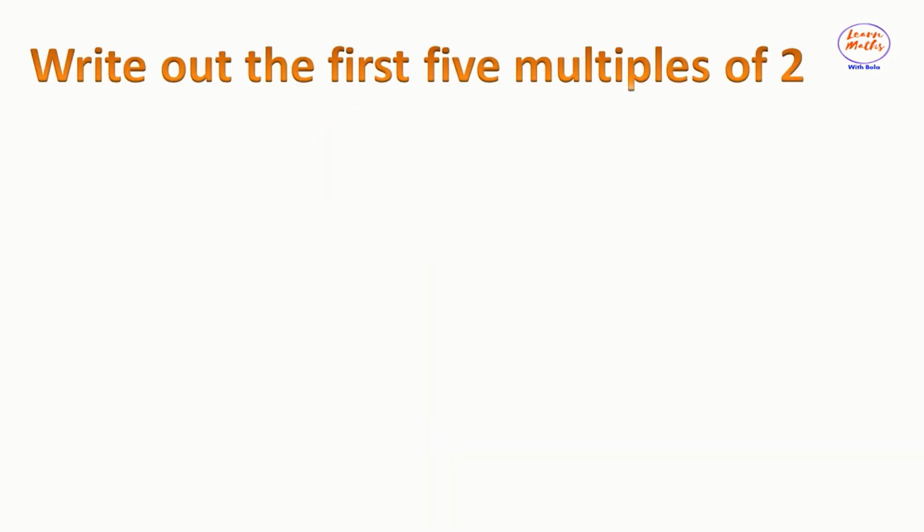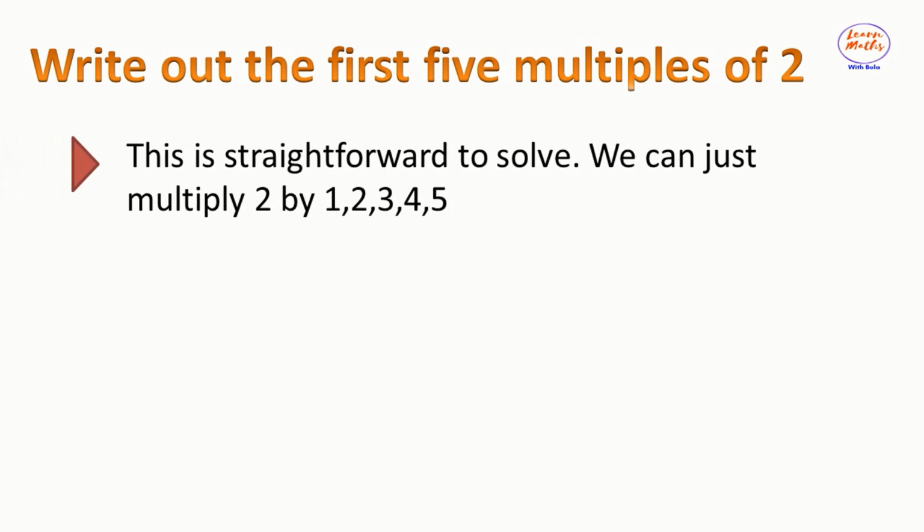Now write out the first 5 multiples of 2. I don't want to use the repetitive addition this time. I want to use another method. We can just do this by multiplying 2 with 1, 2, 3, 4, 5. Remember we said first 5. So multiply 2 with the numbers 1, 2, 3, 4, 5. And let's do it simply this way.